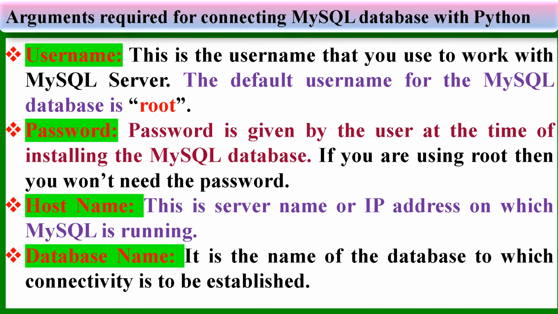Let's see the arguments required for connecting a MySQL database with Python. Username. This is the username that you use to work with the MySQL server. The default username for the MySQL database is root. Password. Password is given by the user at the time of installing the MySQL database. If you are using root, then you won't need the password. Host name. This is the server name or IP address on which MySQL is running. Database name. It is the name of the database to which connectivity is to be established.